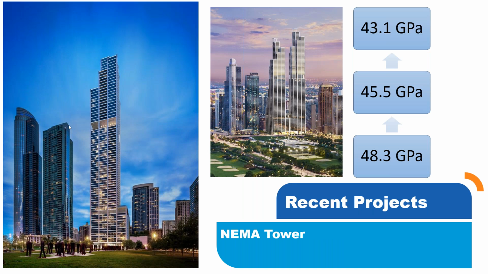The next project, and the one you could see from the 2 renderings here, was completed late 2019, and this was NEMA Tower. It originally had a different name, but now the owners have changed it to NEMA Tower. This sits on the south section of Grant Park in downtown Chicago. Very similar in terms of overall modulus of elasticity ratings, requiring the 48.3, 45.5, and finally 43.1. This building was slightly more slender than the previous building, so that's why the higher numbers continue up through a higher floor value within the tower.